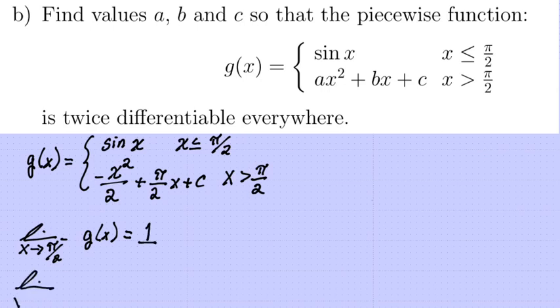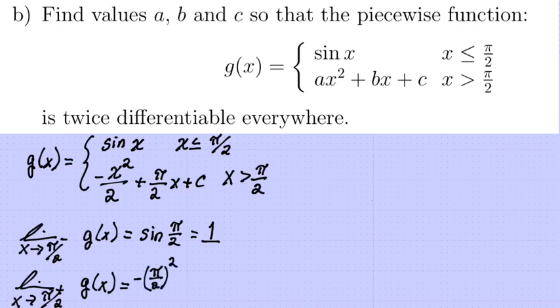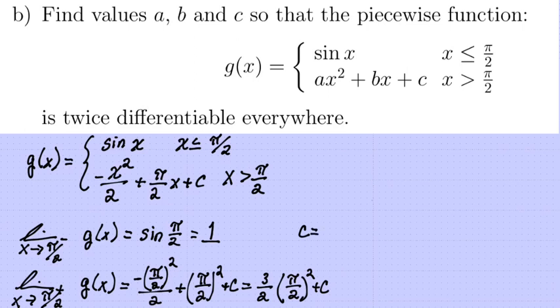Final answer. And the limit as x goes to pi over 2 from the right of g of x is negative pi over 2 squared over 2 plus pi over 2 squared plus c, which I'll simplify to 3/2 times pi over 2 squared plus c, so that c equals 1 minus 3/2 pi over 2 squared.